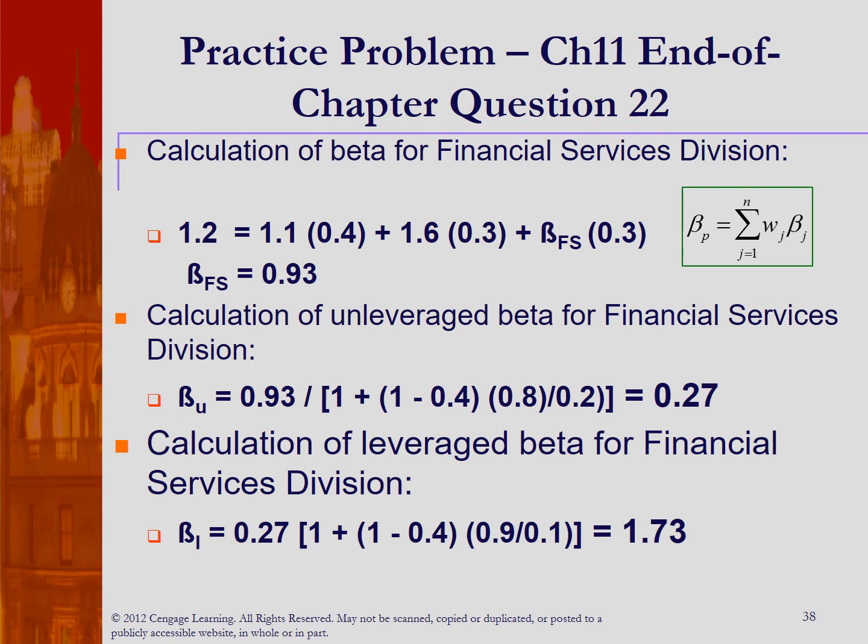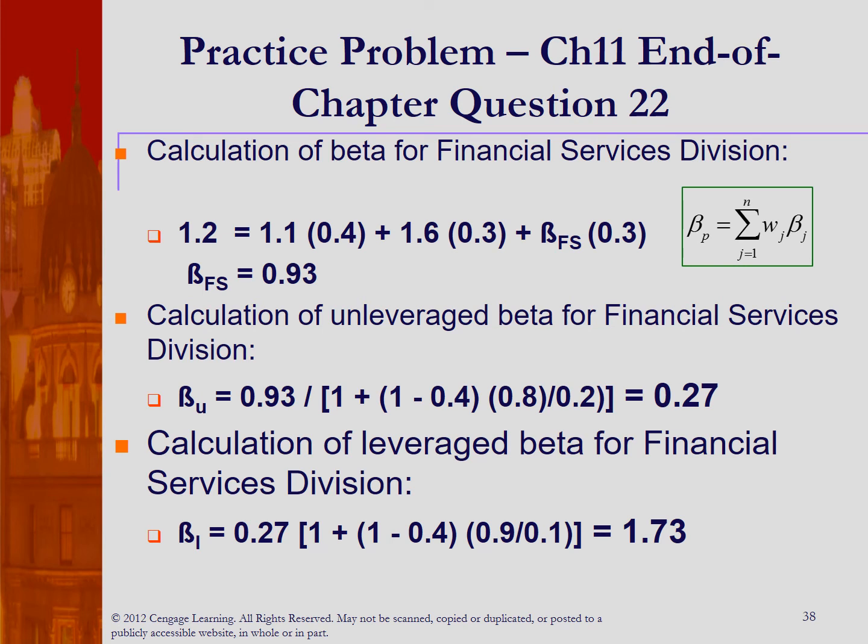It is calculated by the sum of the beta from each division times the portion of total capital invested in that division. For this problem, we know that API has 3 divisions. Property Management Division with beta of 1.1 accounts for 40% of the firm's assets. Land Resources Division with beta of 1.6 accounts for 30% of the firm's assets. Financial Services Division accounts for 30% of the firm's assets.